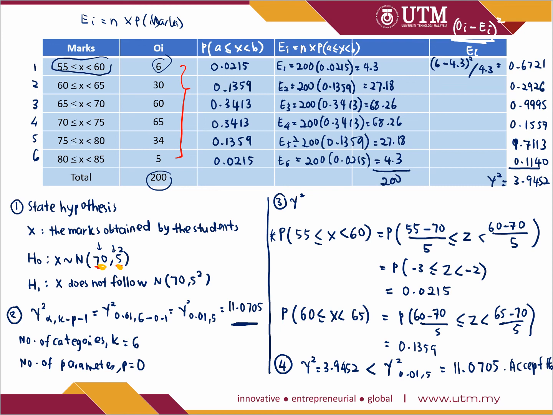So we can conclude that there is enough evidence, or sufficient evidence, that the marks obtained by the students follow the normal distribution with mean 70 and standard deviation equal to 5.